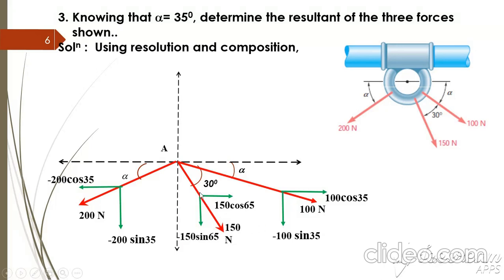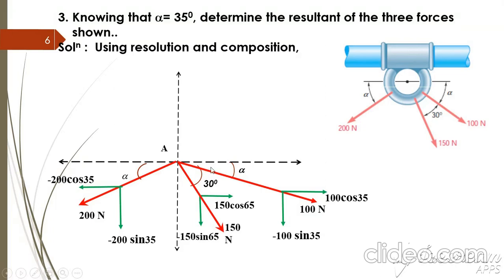Now resolving it into horizontal and vertical components. The angle made by this 150 with respect to 100 is given as 30 degrees. Therefore the total angle made by this 150 Newton with respect to the x-axis is equal to 30 plus this alpha, that is nothing but 65 degrees.